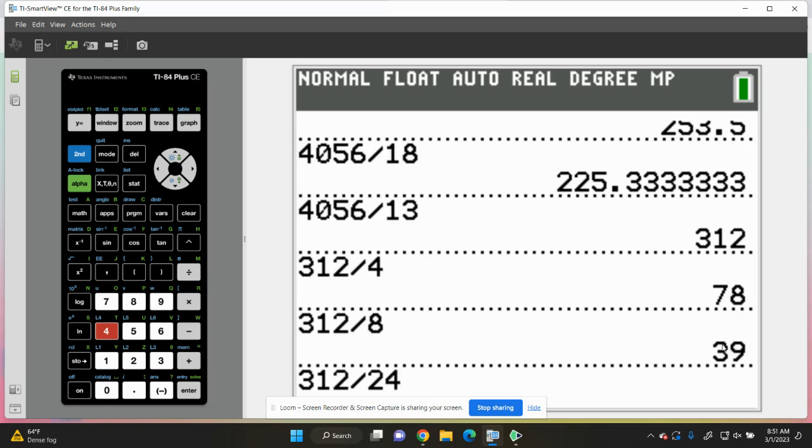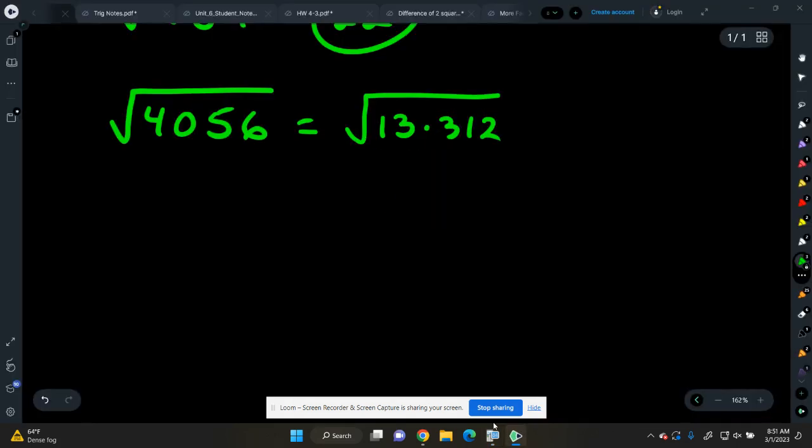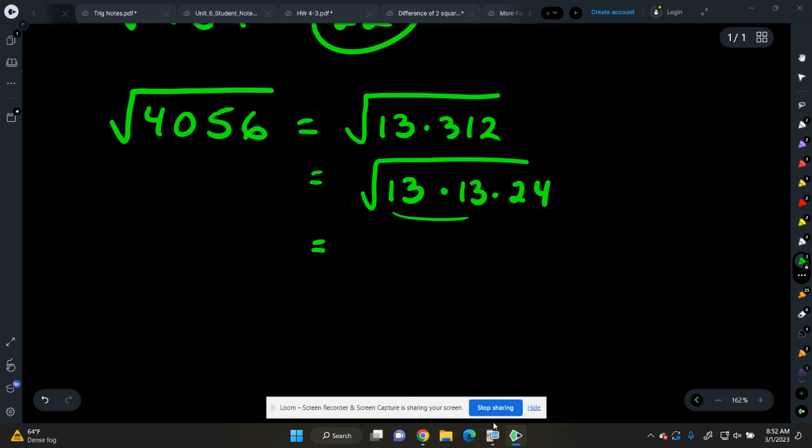Yeah, when I divide by 8, I get 39. Well, 39 factors down to 3 times 13. So I did 8 times 3. So that's going to be 24 times 13. So I've got the square root of 13. And when I factored the 312, I got 13 times, was it 24? Okay. So I'm going to take the 13s out because there's a pair. And I have 24 left.